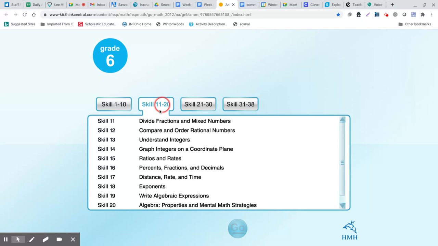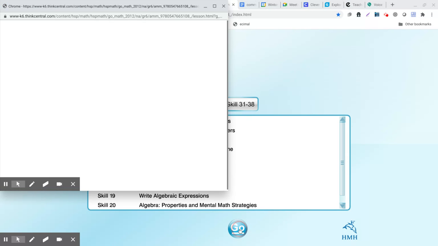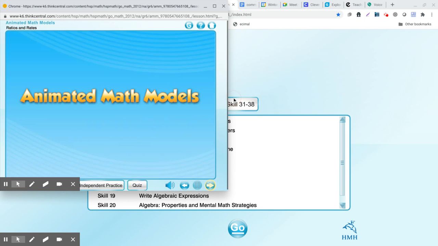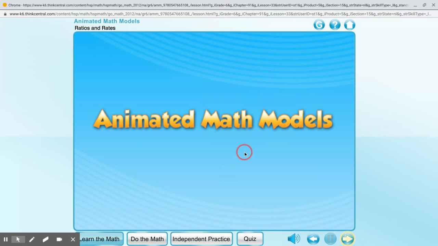But anywho, skill 15 was last week, ratios and rates. This is literally investigation 1. This is literally investigation 2. The first 2 weeks of ratios, the first 2 weeks of second quarter. So this is what was supposed to be learn the math is here. Then also do the math, and then independent practice, and then the quiz. So you have to hit the arrow.